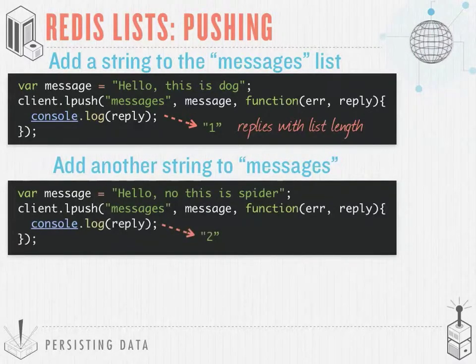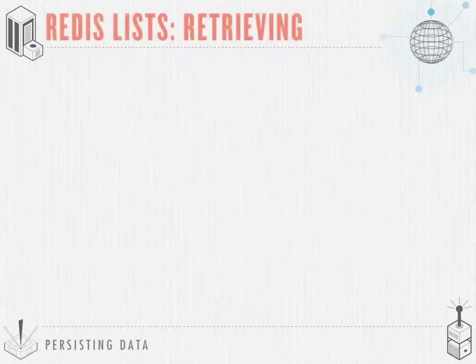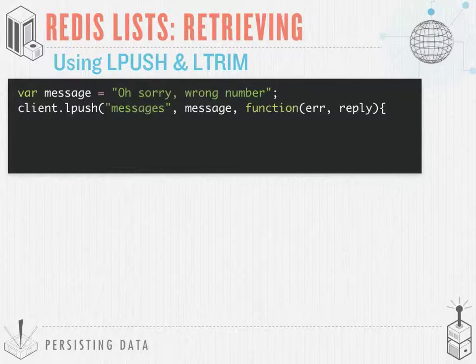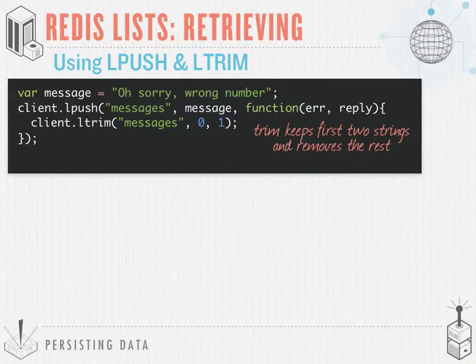And a really common pattern in Redis is to combine the use of lpush, where we add a new item to a list, and when the callback is called, we call ltrim, which in this case will remove all but the first 2 items in the list. This allows you to cap the length of your list.